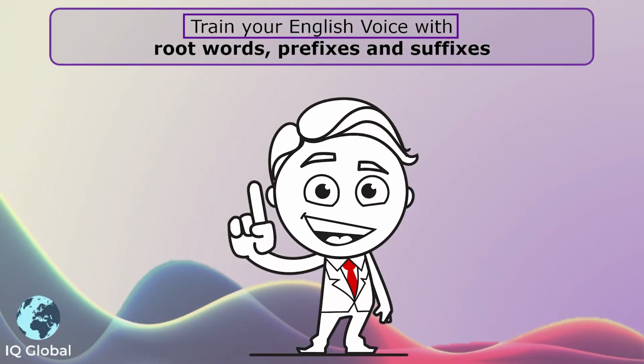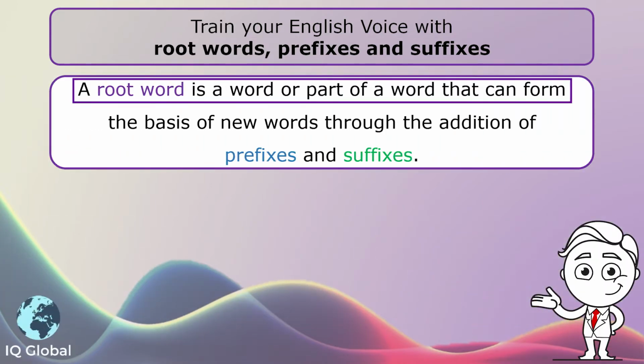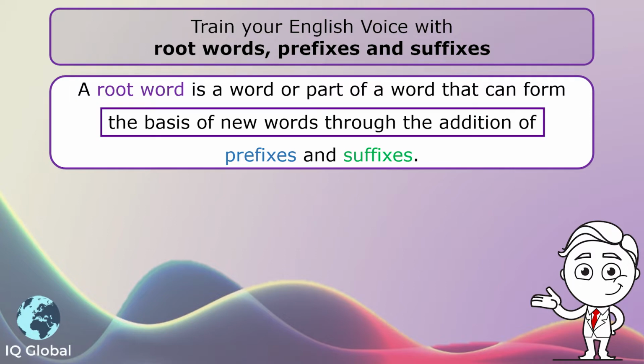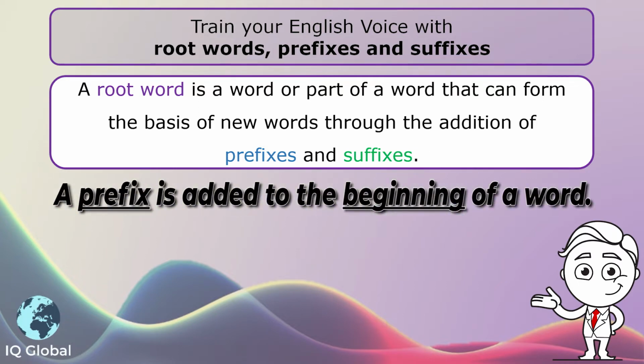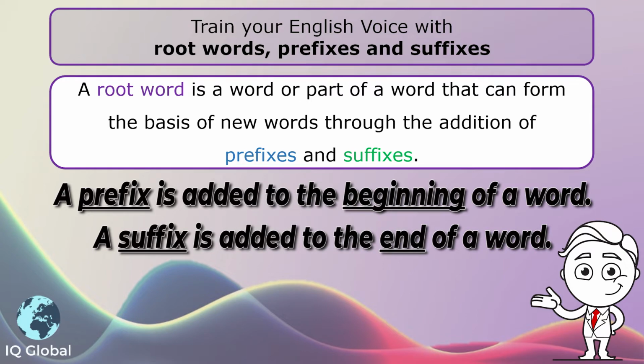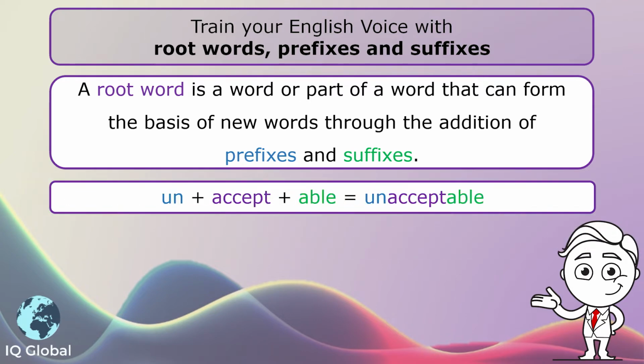Train your English voice with root words, prefixes and suffixes. A root word is a word or part of a word that can form the basis of new words through the addition of prefixes and suffixes. A prefix is added to the beginning of a word, and a suffix is added to the end of a word. Let's look at this example.